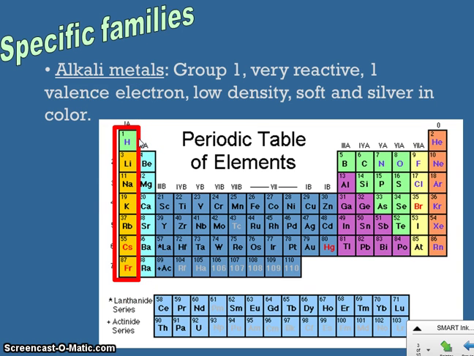They're very, very reactive, okay? Because they only have that one valence electron, it's easy for them to react and give that electron away. They're also going to have low density, and they're going to be soft, and they're going to be usually silvery in color when you see them. So they'll look like a metal, or what you imagine a metal to look like.